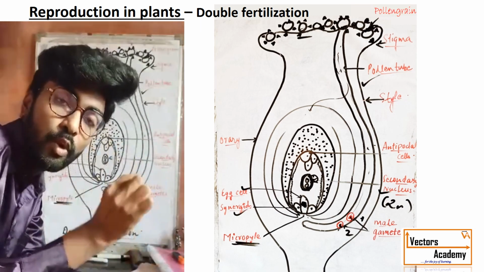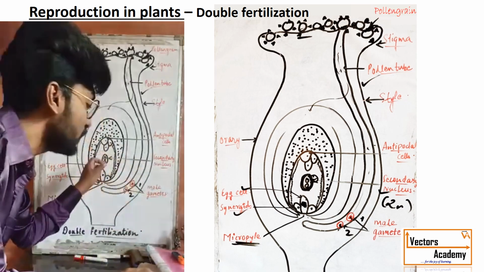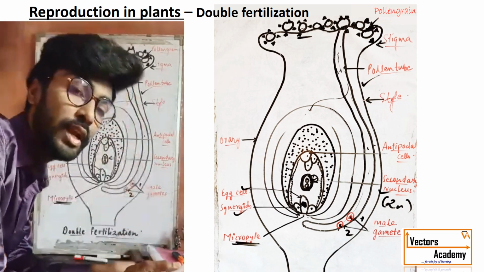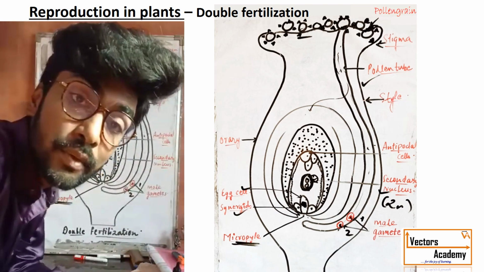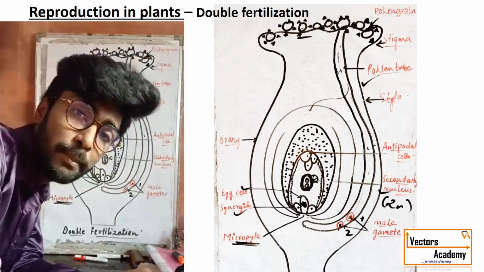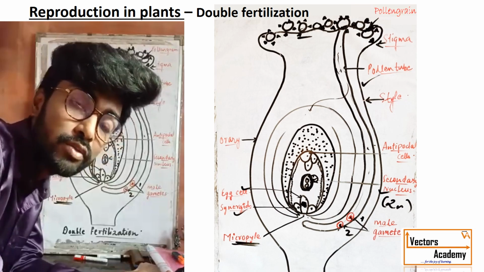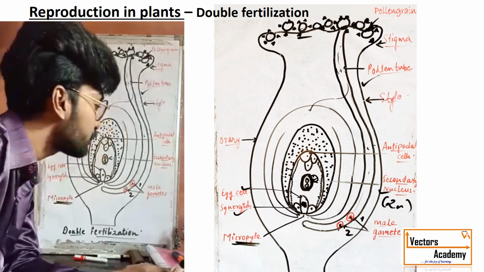So the process where there is a movement of non-motile male gamete towards the female gamete with the help of the pollen tube is generally called siphonogamy. Siphonogamy is the process where there is a movement of the non-motile male gametes towards the female gamete with the help of the pollen tube, where siphon stands for pollen tube, right?